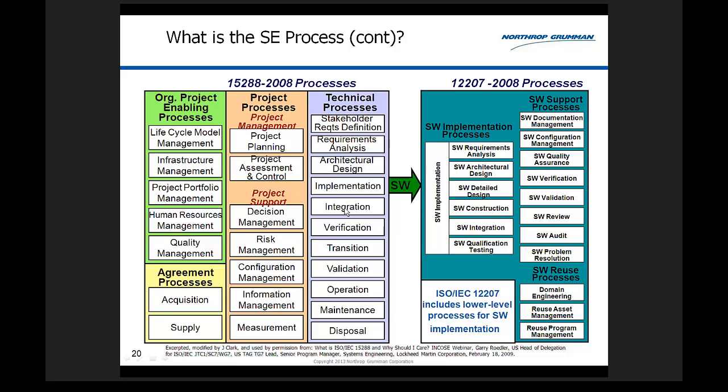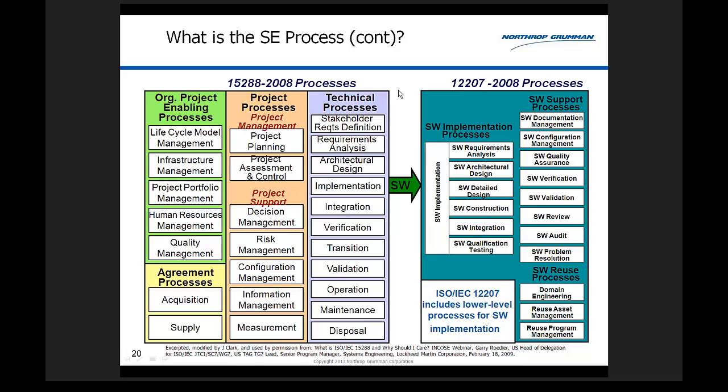Integration is where you take the implemented elements and integrate them together into a system. Verification is where you verify that the elements and the integration of the elements satisfy the requirements. Transition is where you're getting ready to transition the system to the user. Validation is when you're mostly at the user site or a simulated user environment, and you're validating that the system meets the user need. And then you operate the system, maintain it, keep it running, and then ultimately dispose of it. So that's the 15288 set of processes, and they're being expanded as we speak.